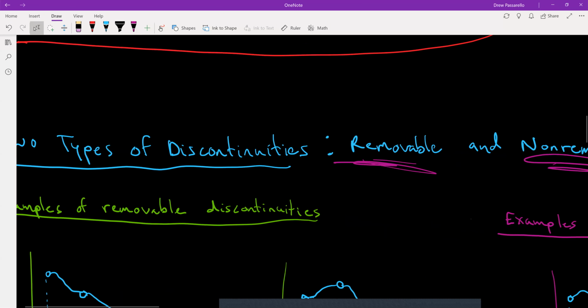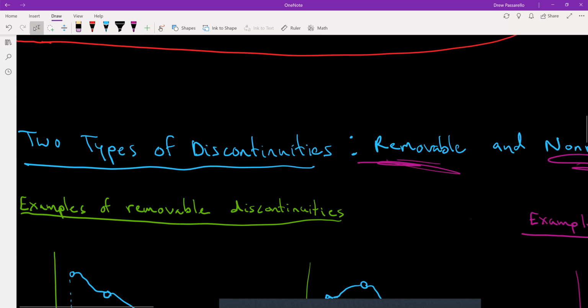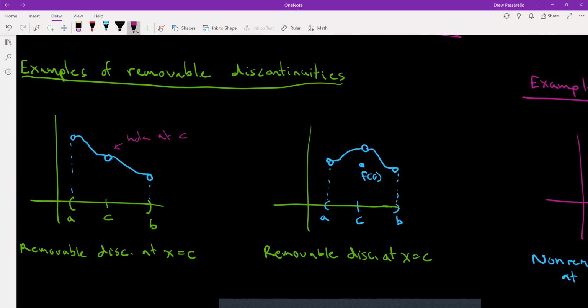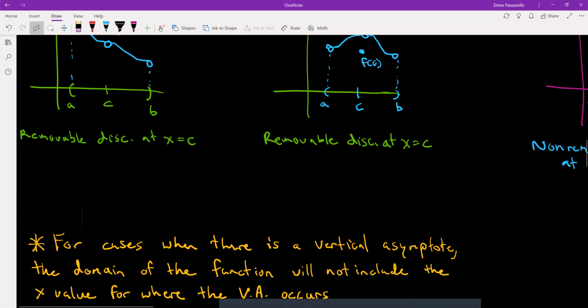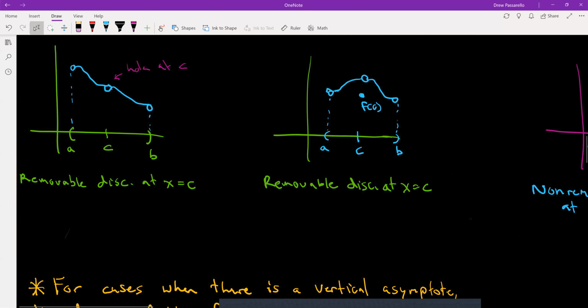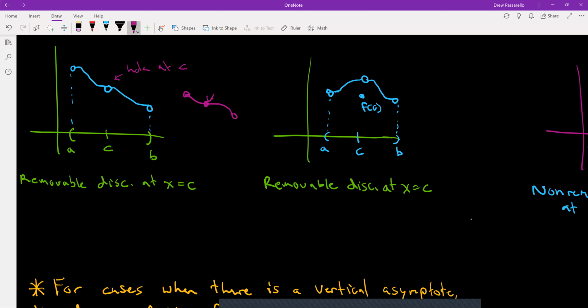And here are two pictures of examples of removable discontinuities. So for this first one, I just have this hole at c. It's called removable because I can technically think of it as if I had the original graph, and then at c, I just remove this point. And that leaves me with a hole.